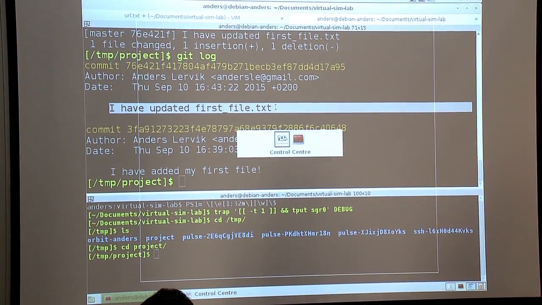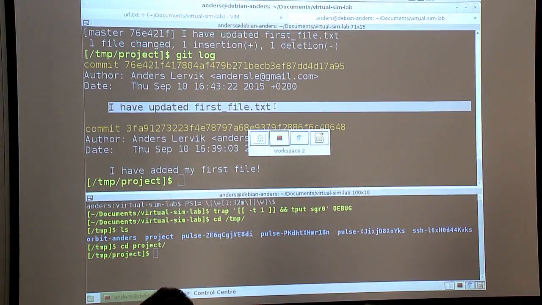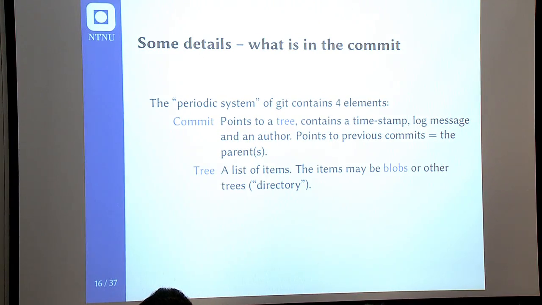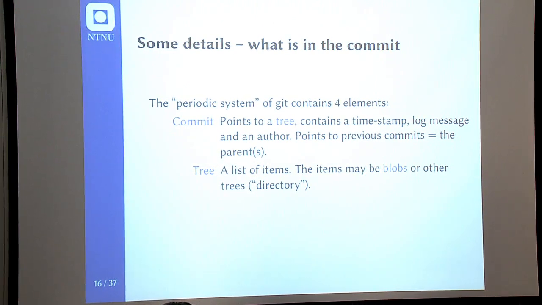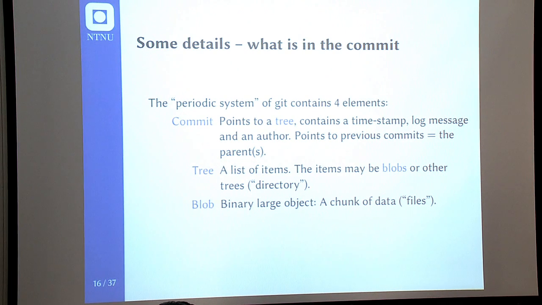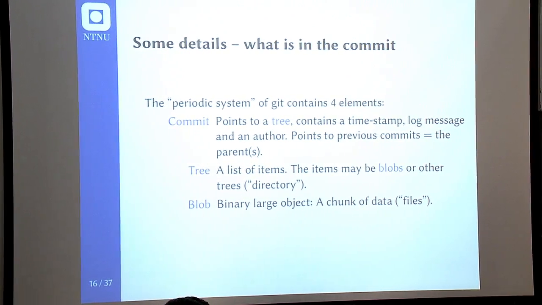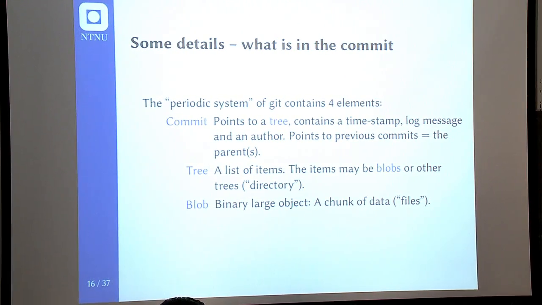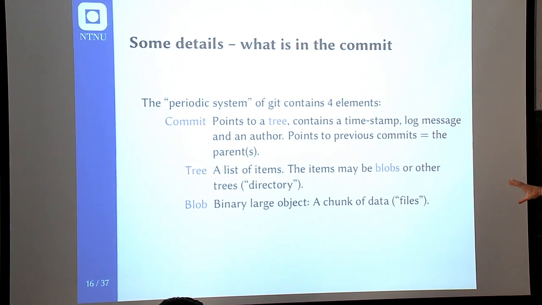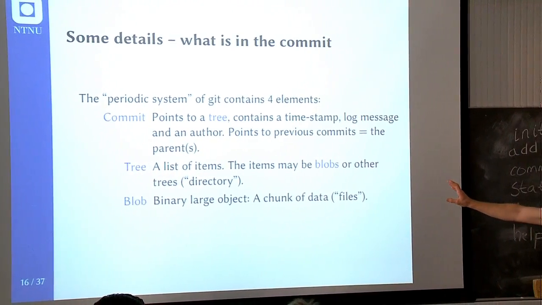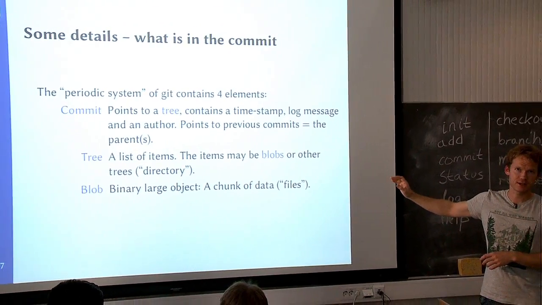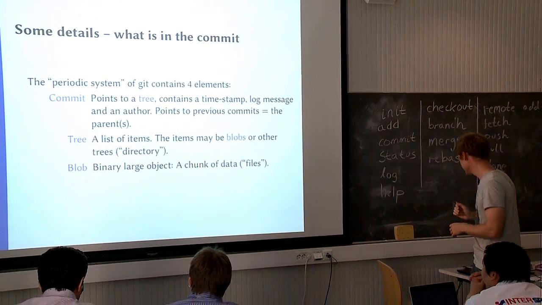But what is this tree I wrote there? That's actually just a list of items, and the items can be other trees, or something called a blob. So this is very similar to a directory. And what is this blob? Well, it's short for binary large object, which is basically the same as a file. And now you can see that these three items together give you a picture of what your files and directories look like. So that's what's in this commit.